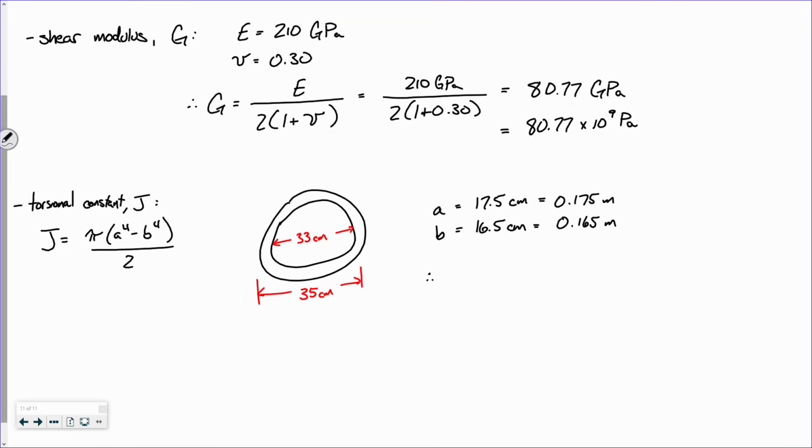All right. J is pi over 4. Don't worry, it's going to come out to be a really small number. All right, pi over 2. Why did I put pi over 4? 0.175 meters raised to the 4th minus 0.165 meters raised to the 4th. Don't worry, it comes out small. Probably keep it in scientific notation.